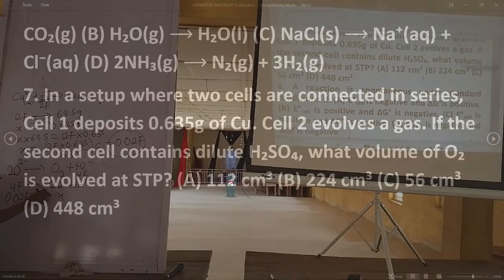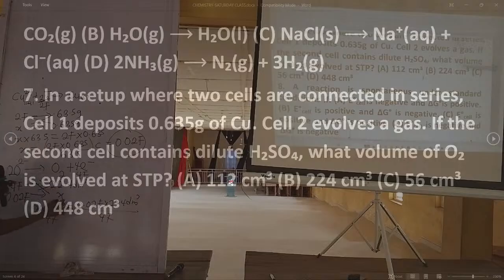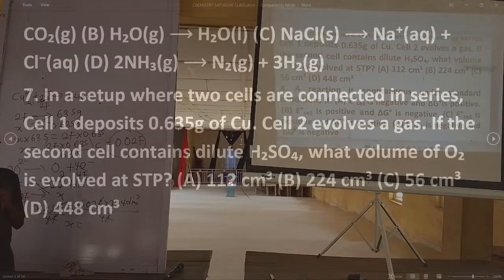So we cross multiply as usual. Here we now have x times 4F is equal to 0.02F times 22.4 dm3. And if you divide both sides by 4F, our x now will be, F will have cancelled F, and then we now have 0.02 times 22.4 divided by 4. What would that give us?